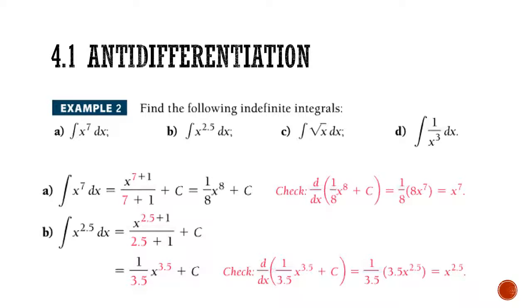Okay, here they are. For x to the 7th, you're going to add 1 to the power, make it x to the 8th, and you're going to divide by 8. So x to the 8th over 8, or 1/8 x to the 8th plus c. Part B, same thing. Add 1 to the power, divide by that new power. And you get 1 over 3.5 times x to the 3.5.